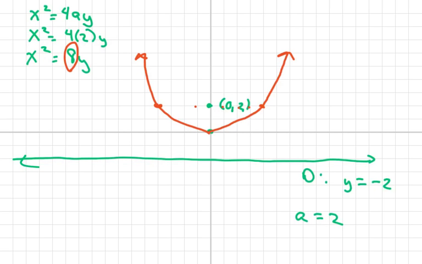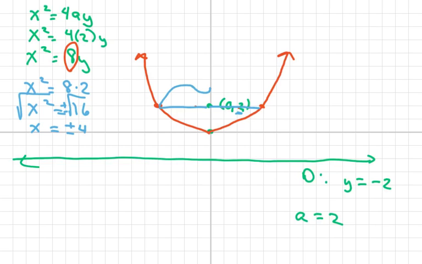Okay? We know our a is 2, and if you want to do it the other way besides the graph, you would plug in your y, which your y is what? 2. So you go x squared equals 8 times 2, so x squared equals 16, so x equals plus or minus 4 when you square root both sides. Alright, so that's why I went over 4 this way, over 4 this way, and this whole length is 8.